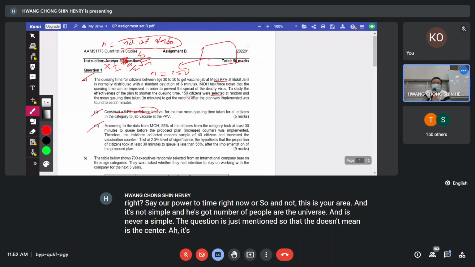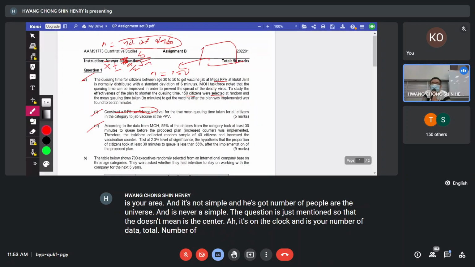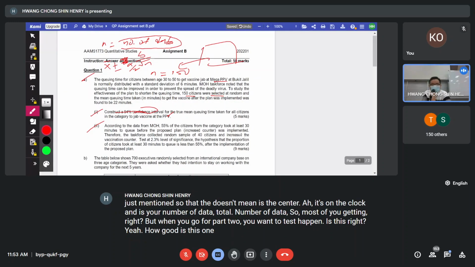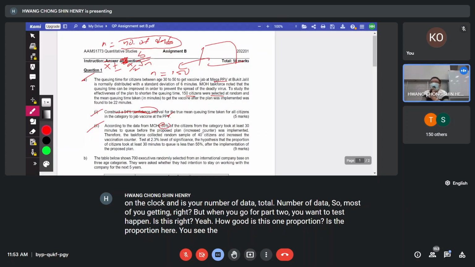It's from the crowd. N is your number of data, the total number of data. So most of you get it correct. But when you go for part 2, you want to test hypothesis, right? Your hypothesis is based on what? Proportion. Where's the proportion here? This is the P naught.